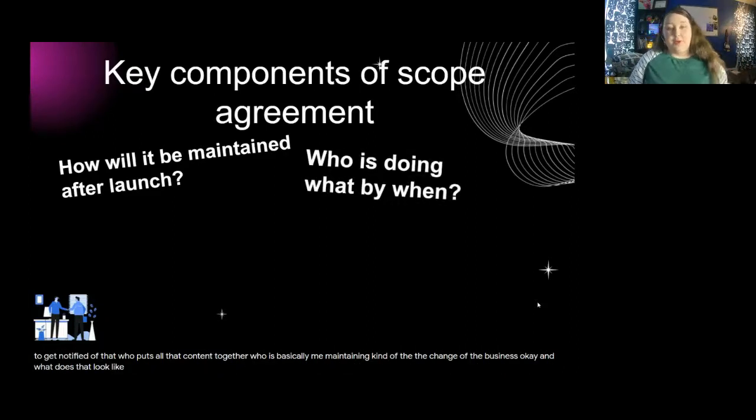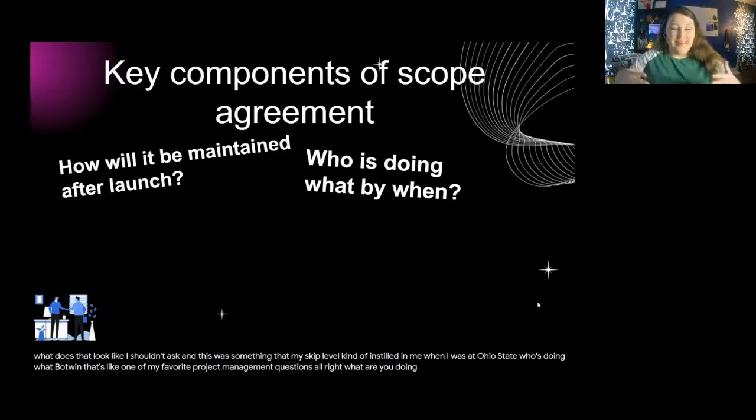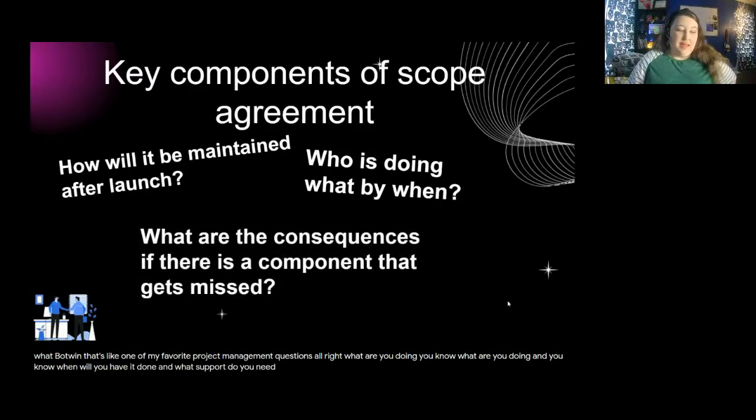My favorite question to ask, and this was something that my skip level kind of instilled in me when I was at Ohio State: who's doing what by when? That is like one of my favorite project management questions. All right, what are you doing? And when will you have it done and what support do you need? And this one is another critical one. So, what are the consequences if a component gets missed?